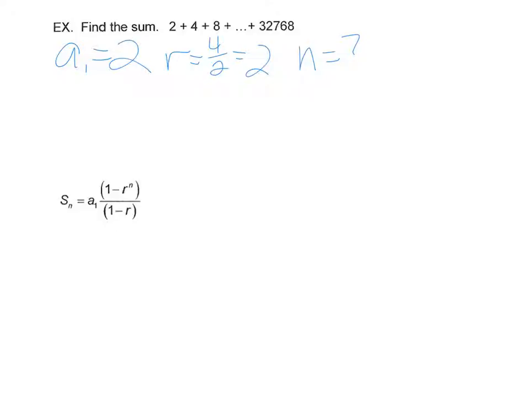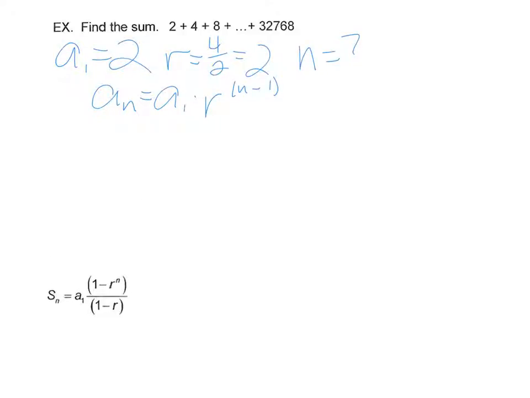So to find it, we're going to have to use the formula a sub n equals a sub 1 times r to the power of n minus 1 to find it. Now, setting it up, a sub n, we know the last term.